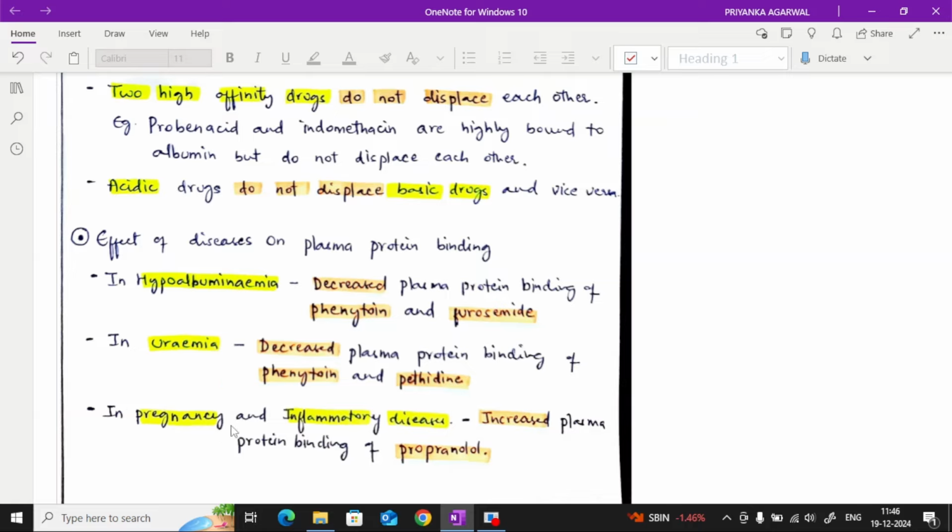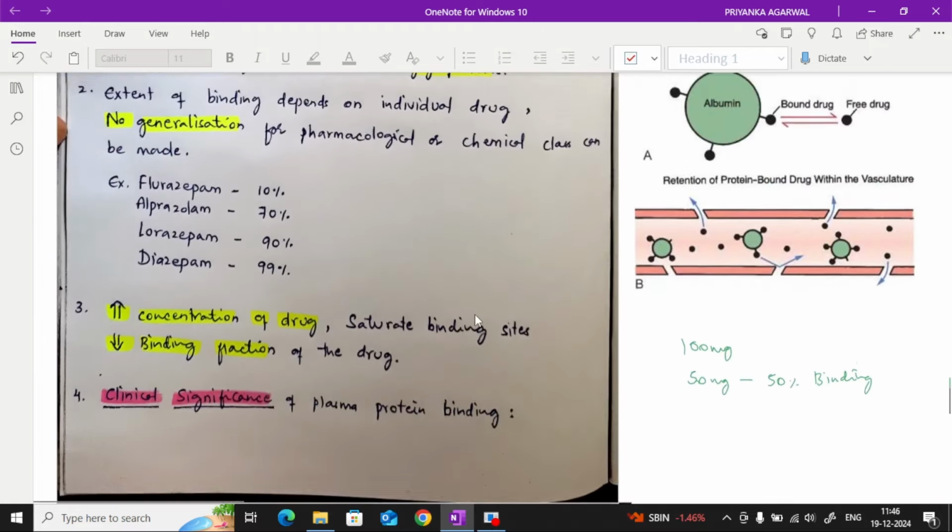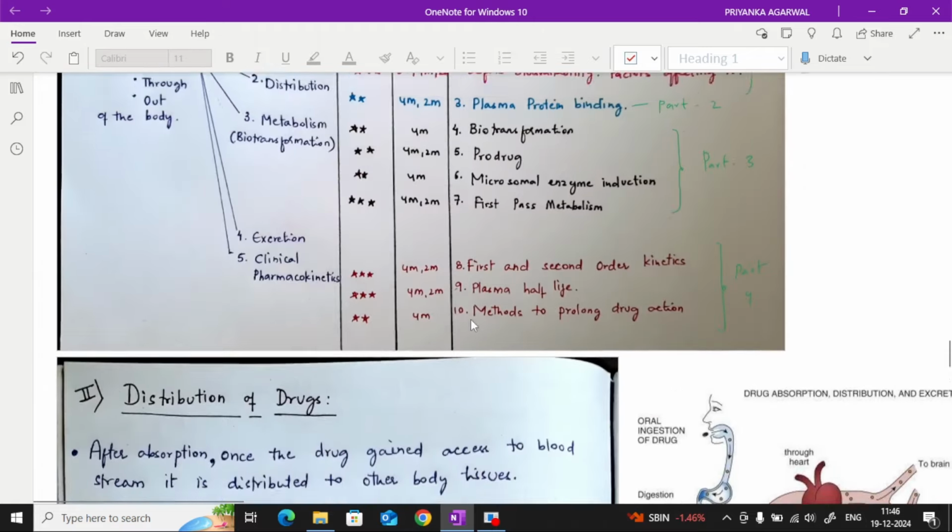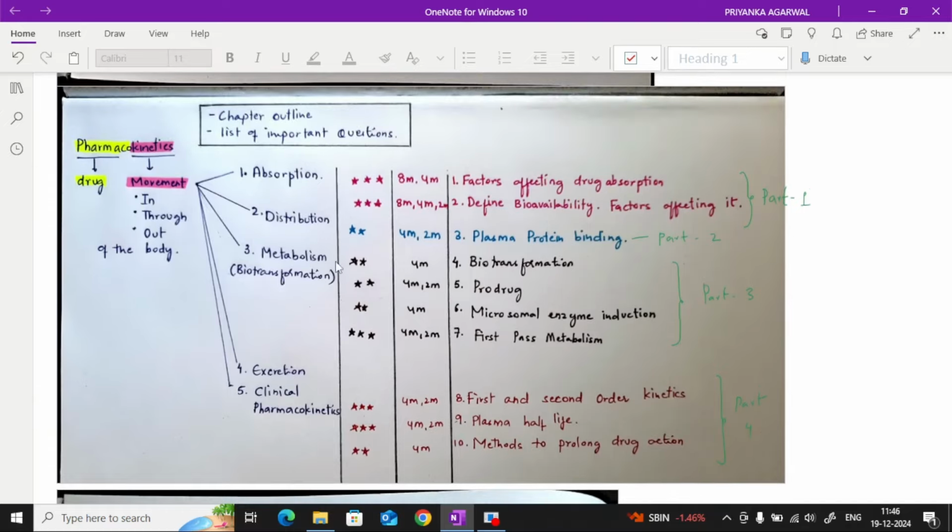So in case of pregnancy and inflammatory diseases, there is an increase in plasma protein binding of, for example, propranolol. So this is about plasma protein binding. This is about the distribution of drugs. In our next video, we will cover the metabolism of drugs.